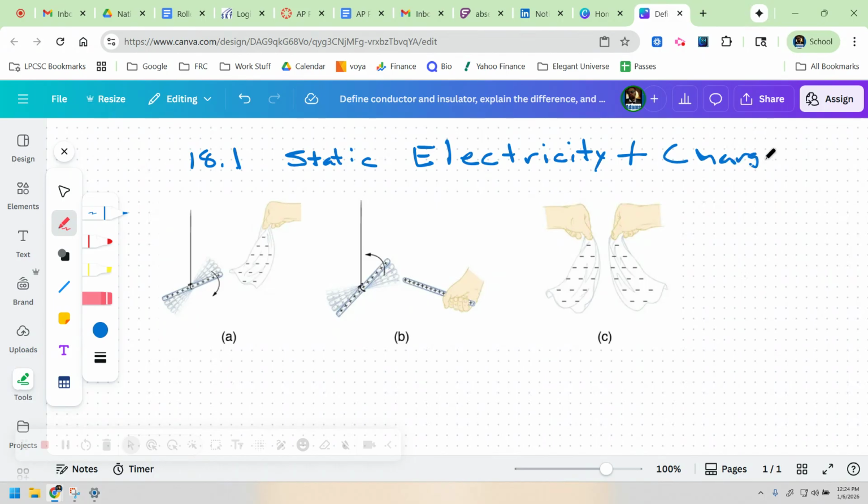And so just to kind of review that, opposite charges attract. So if I have a positive charge, that's going to be attracted to a negative charge and vice versa. So opposites attract.